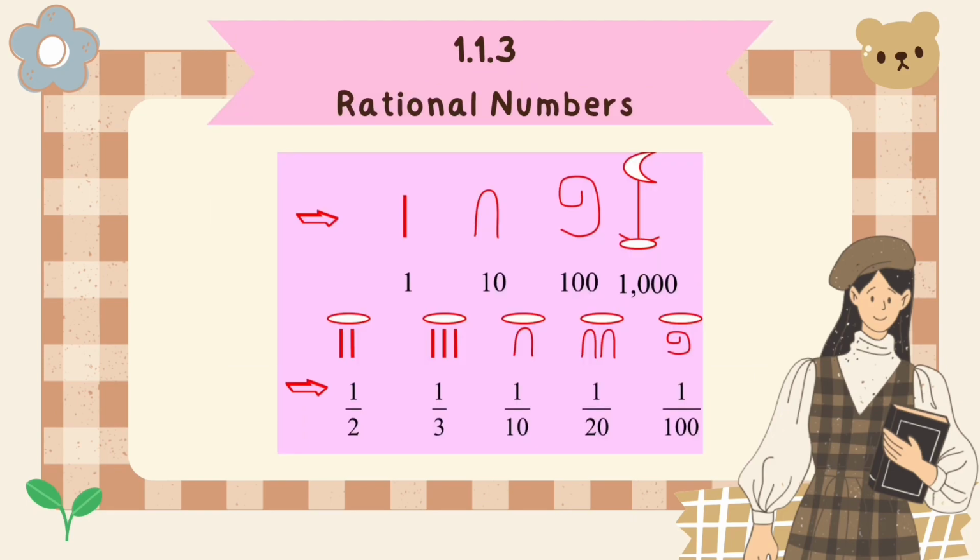1.1.3 Rational numbers. Historical note: about 5,000 years ago, Egyptians used hieroglyphics to represent numbers. The Egyptian concept of fractions was mostly limited to fractions with numerator 1. The hieroglyphic was placed under the symbol to indicate the number as a denominator. Study the examples of Egyptian fractions.